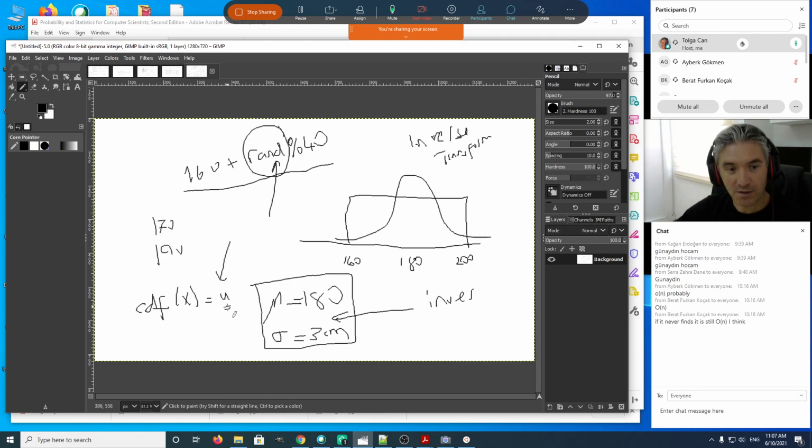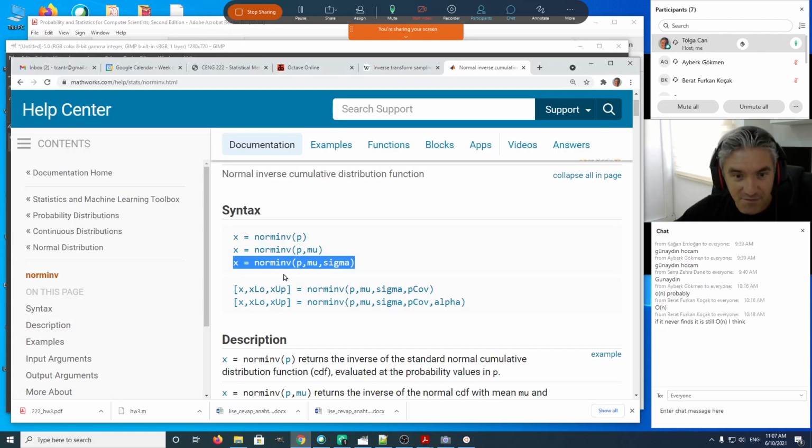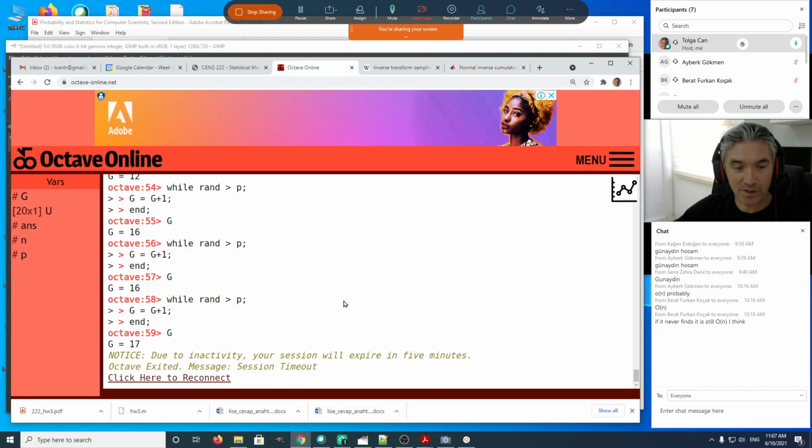Okay, so that's something very interesting, which means that if you have the inverse function of that CDF, and you give it a standard uniform random number, it's going to give you X, which will be distributed in the distribution that you're looking for. So I can use that norm inverse function with a uniform number, this P. So let's try that here on our Octave Online.